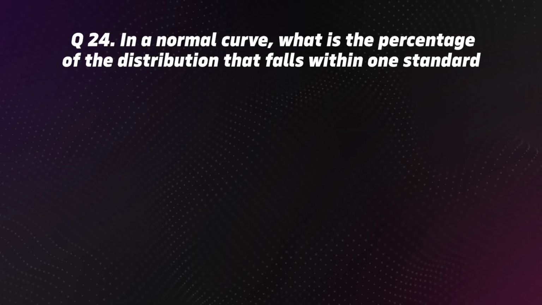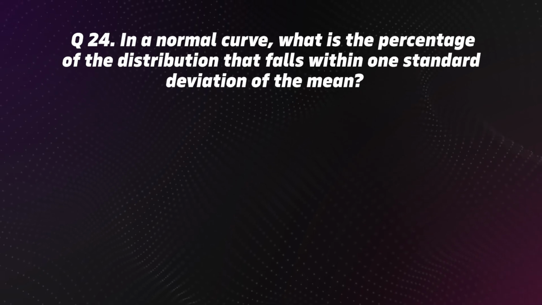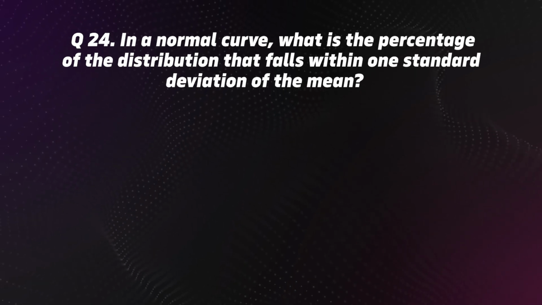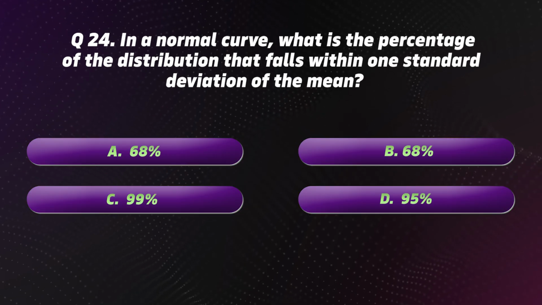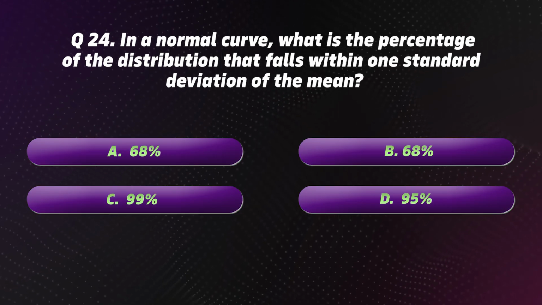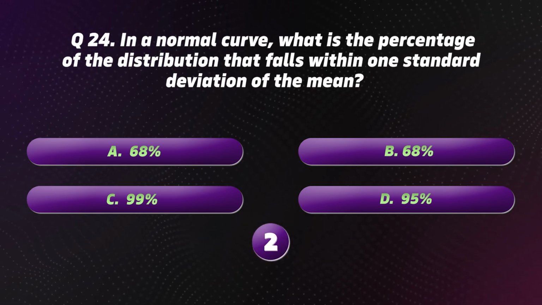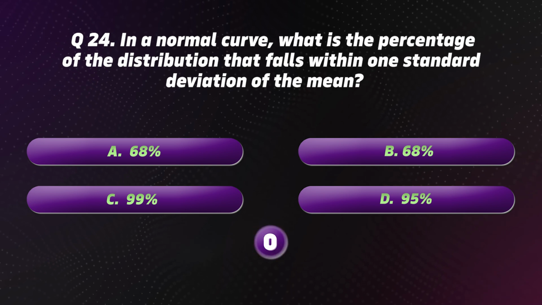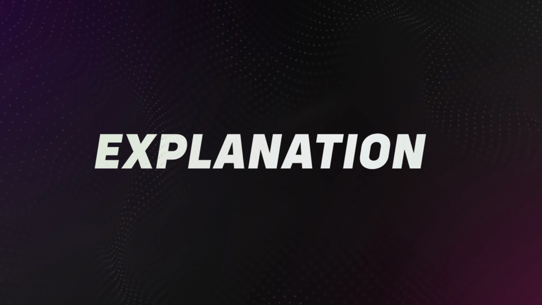Question 24. In a normal curve, what is the percentage of the distribution that falls within one standard deviation of the mean? Here are the options. A. 68%, B. 34%, C. 99%, D. 95%. And the correct option is A, 68%. Here is the explanation.